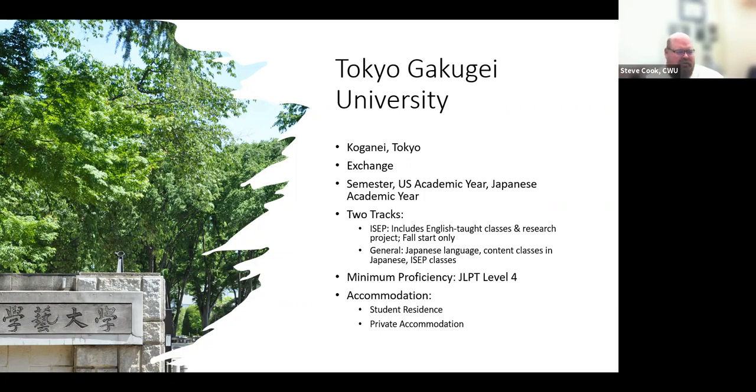There are two tracks. One is what they call ISEP. I believe International Student Exchange Program is still their term, not to be confused with the provider organization ISEP that we work with. And this includes both English taught classes and a research project. The research project is required as part of the program. And students who want to take part in this have to start in the fall. Whether they do one semester or two, they only do intake for ISEP start in the fall.